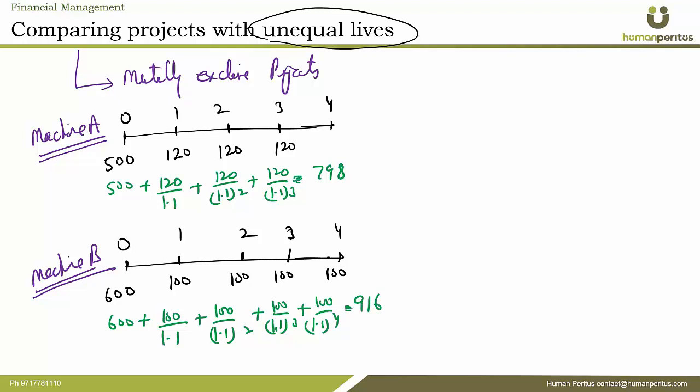Okay, so can we decide which machine to choose? The NPV of machine A is 798 rupees, the NPV of machine B is 916. Of course, machine B is costlier. Should we choose machine A? No, we can't make that decision, because this cost of machine is for 3 years, and this cost of machine is for 4 years. So you can't compare them.